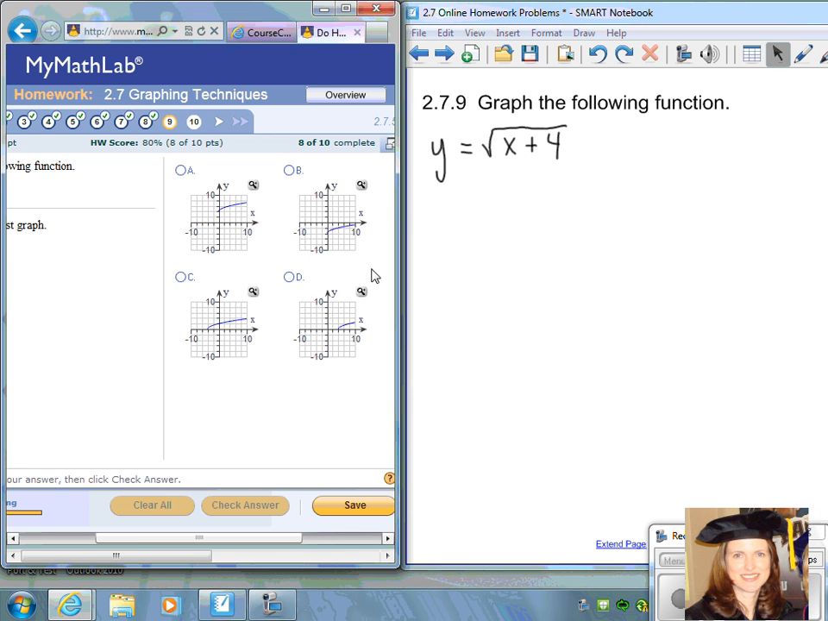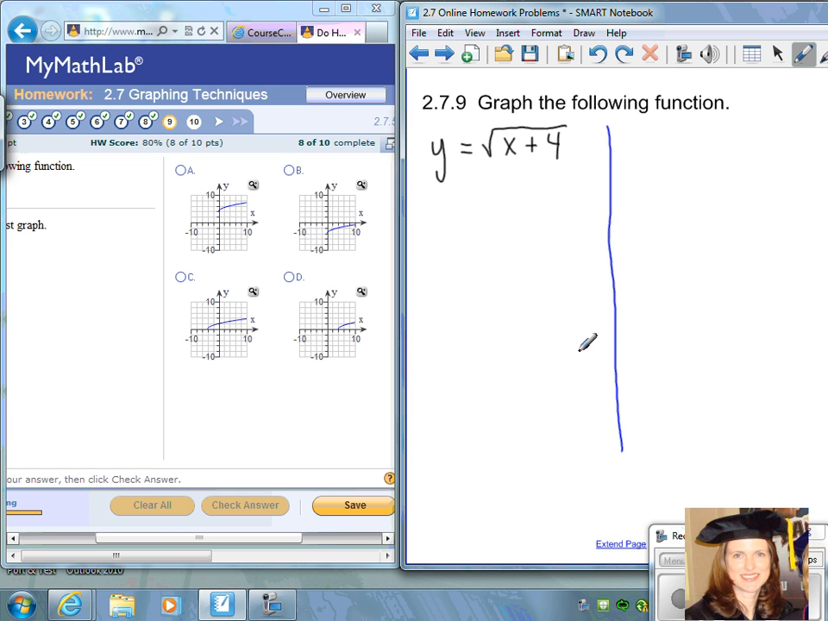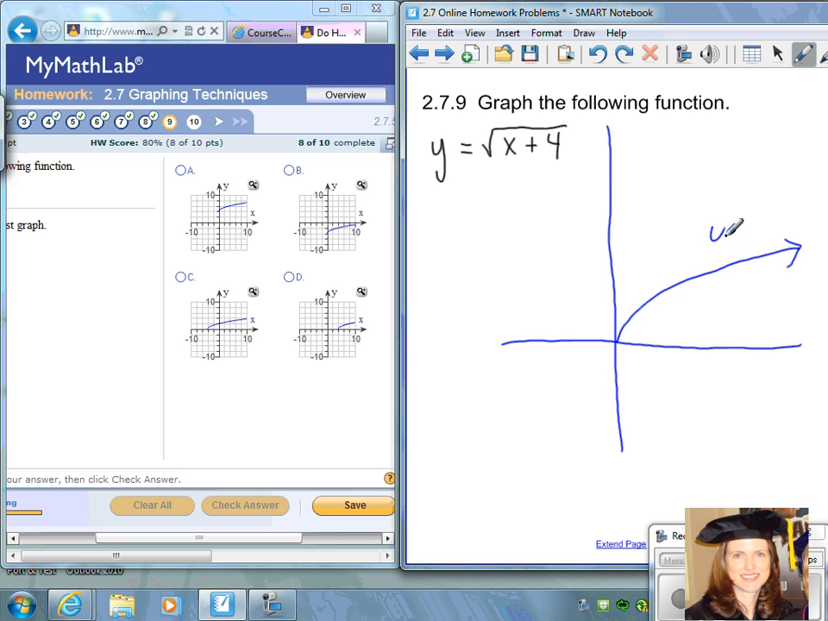Number 9. This is to graph the following function, which is y is equal to the square root of x plus 4. So we have our basic square root of x graph. It's a graph that looks like half of a parabola that opens to the right.